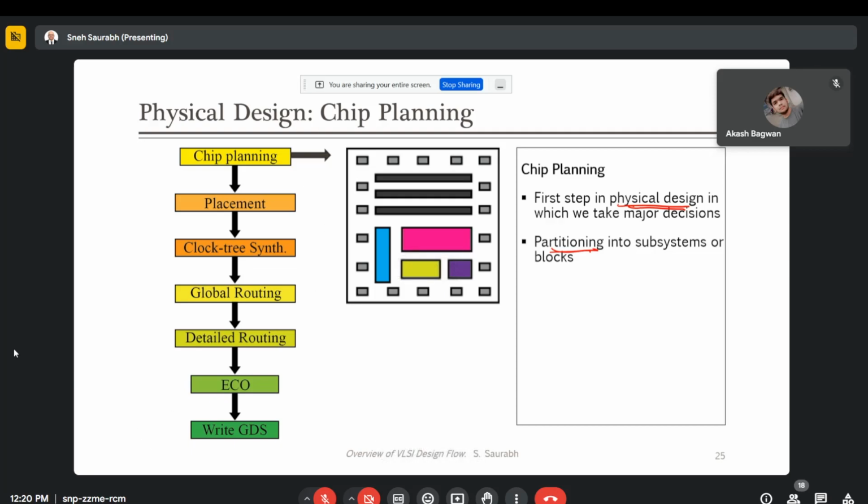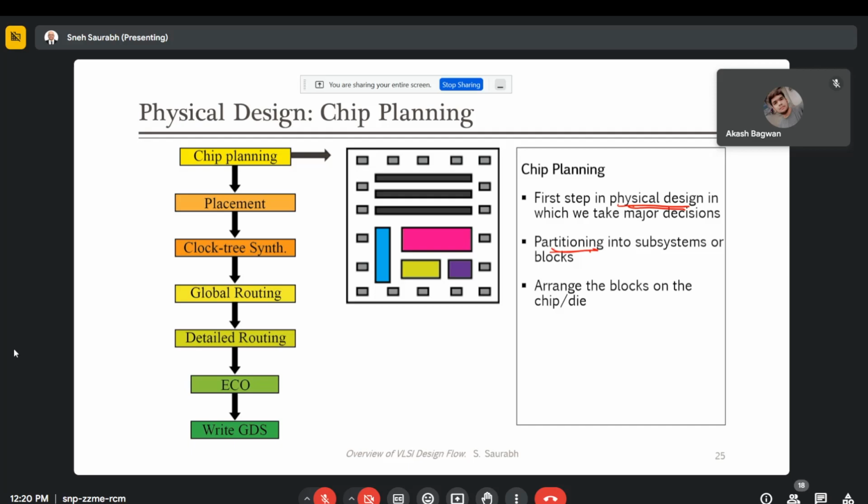Okay, so the first part is partitioning. So we partition our design into various blocks, and each block may be going through physical design tasks separately, and then at the end we combine them together at the top level, right? So that may be the first task, partitioning.